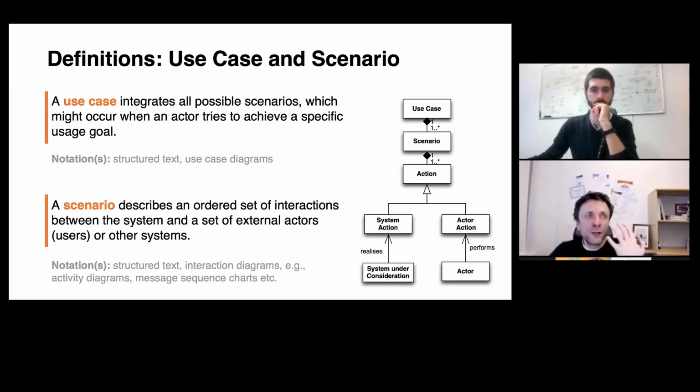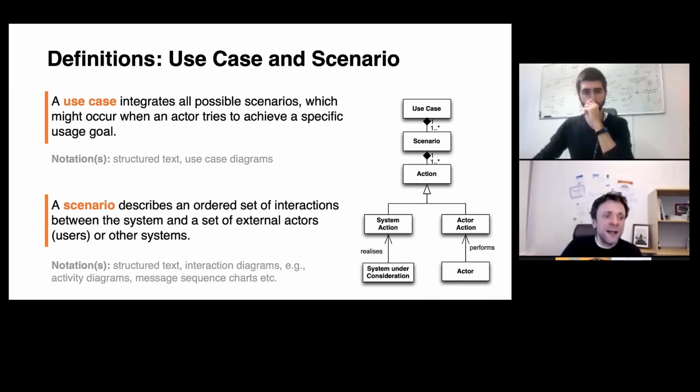An example for a use case could be user authentication. And that's it. This is all the information I need, user authentication. Now, a scenario describes an ordered sequence of interactions between the system and a set of external actors in the form of users or external systems. Now, a use case abstracts from a set of different scenarios.